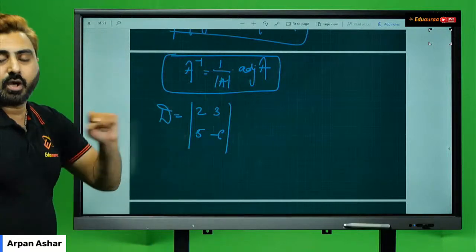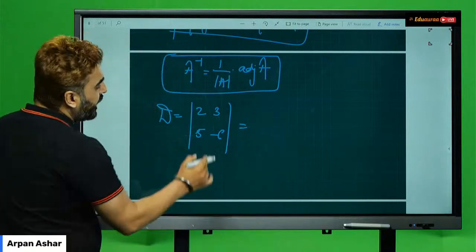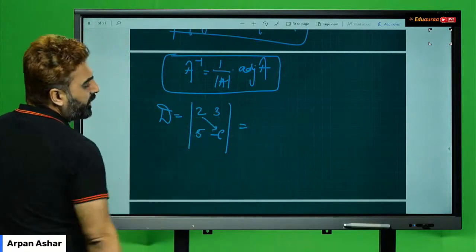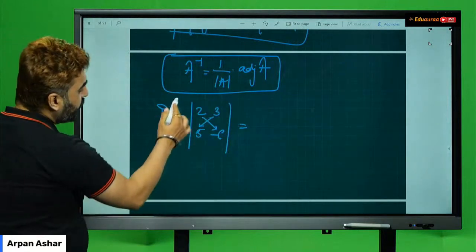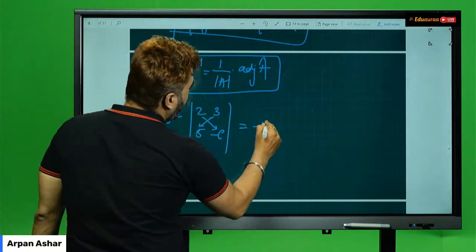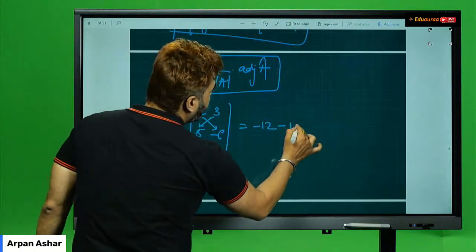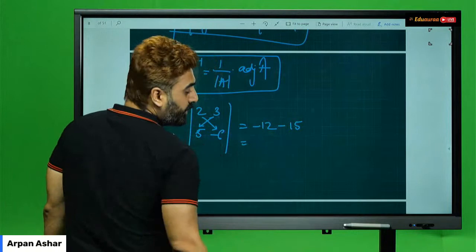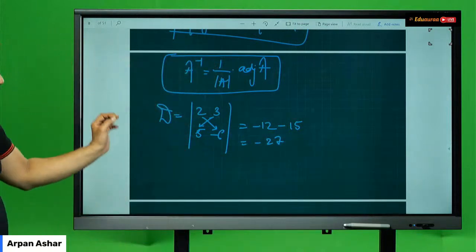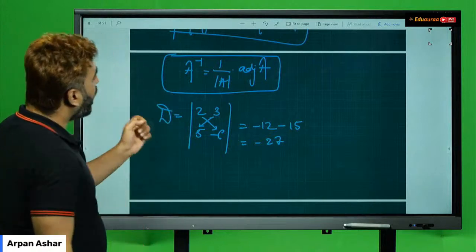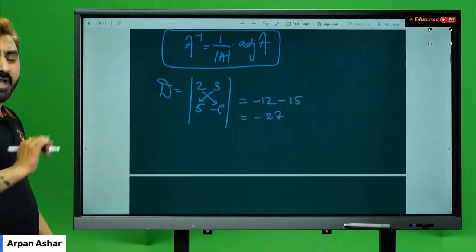सबसे पहले इसका determinant value find करते हैं. So determinant value for 2 by 2 कैसे find करेंगे? Cross multiplication from left to right, minus right to left. So 2 into -6, -12, minus 3 into 5, which is -15, and the answer here is -27. After finding the determinant, what we have to do is we have to find minors.